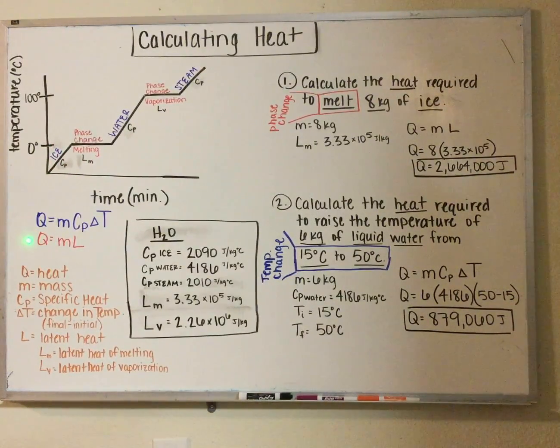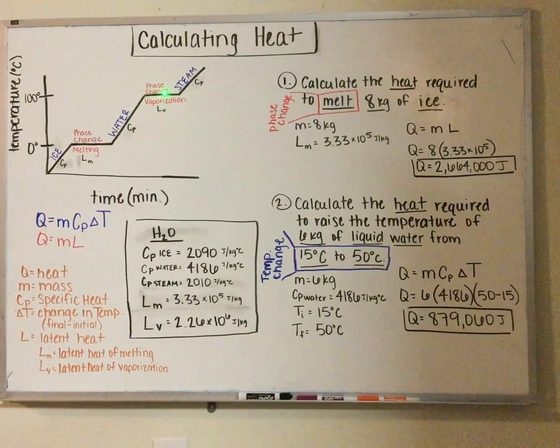And the second equation is Q equals mass times latent heat. And that's going to be the red sections where we have phase changes going on. Because in these sections, the red sections, there is no delta T, no change in temperature. The change in temperature is only in the blue sections.